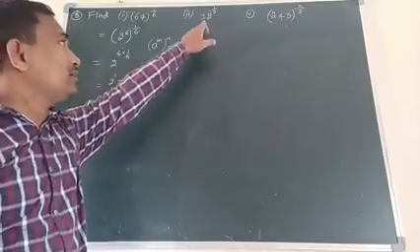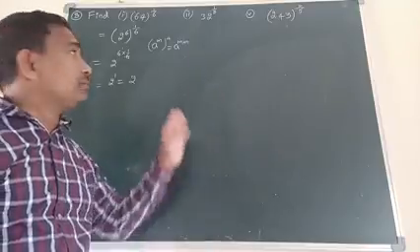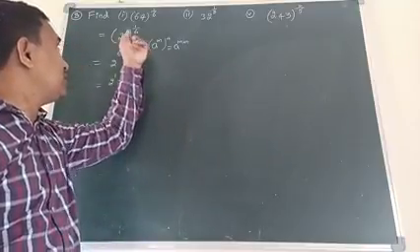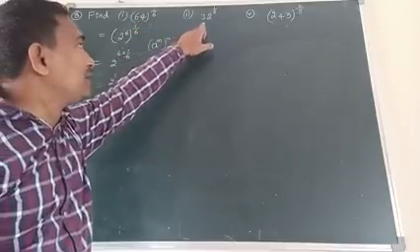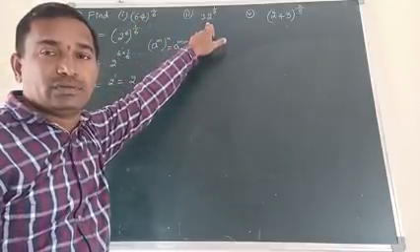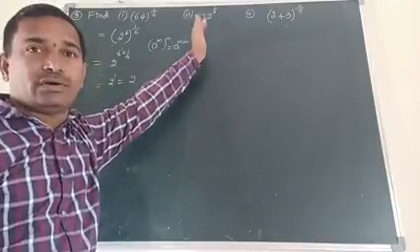Let us see here 32. In the previous problem we have seen that multiplying 2 six times we got 64. If you multiply 2 five times you can get 32. So write 2 power 5. You have to do this.